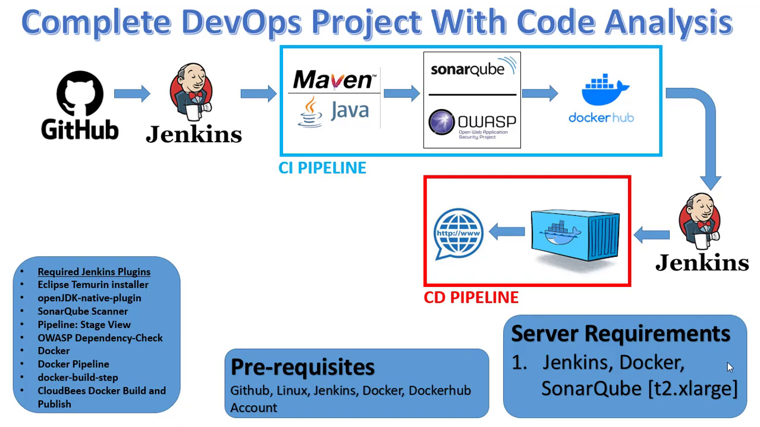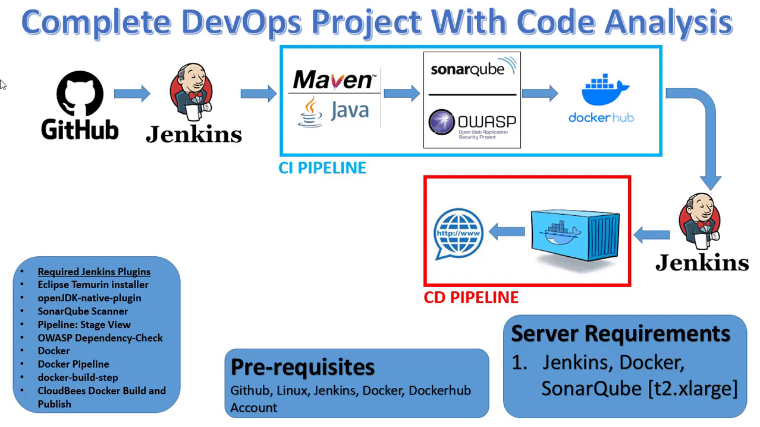and yes, I have implemented the quality check of the code. Using SonarQube, we will analyze the code, and using OWASP, we will check the security of the project. So these two new tools I have implemented in this CI/CD pipeline.